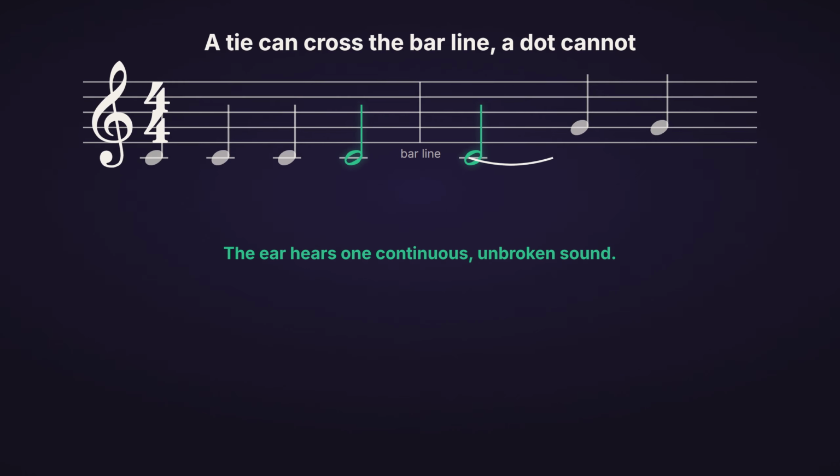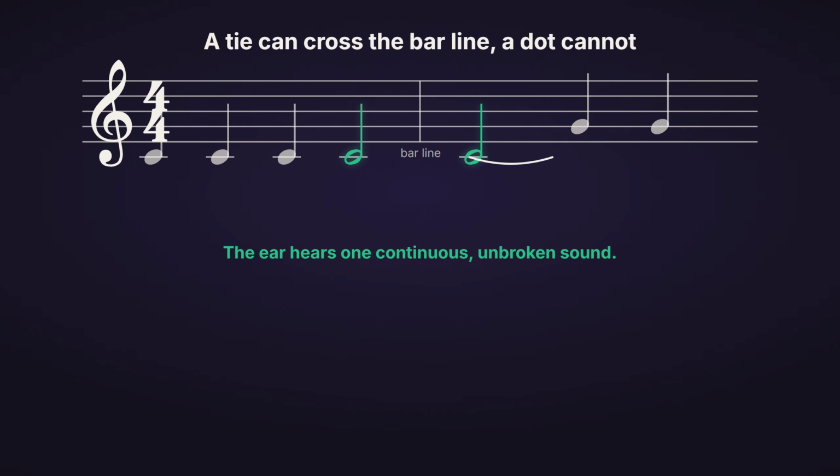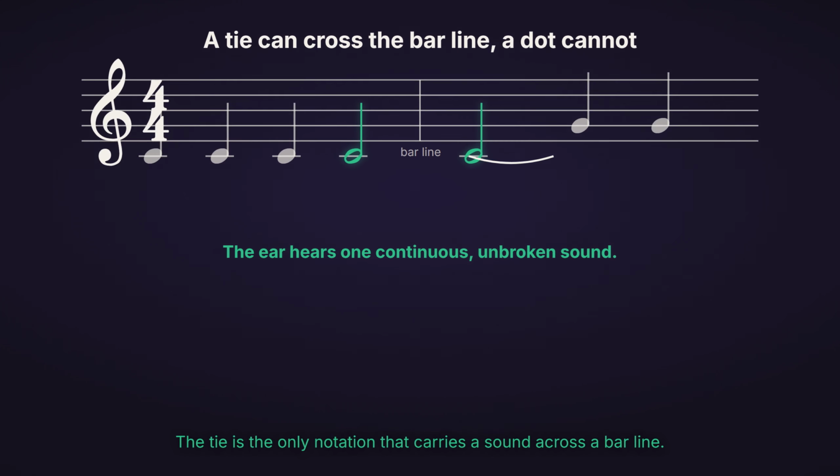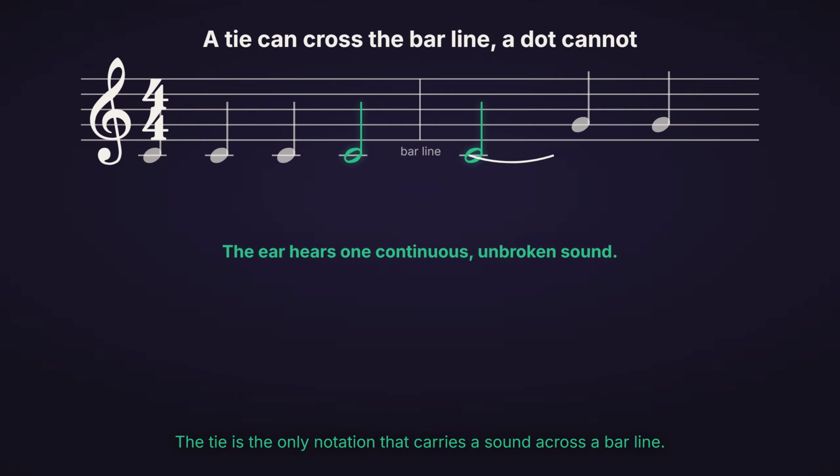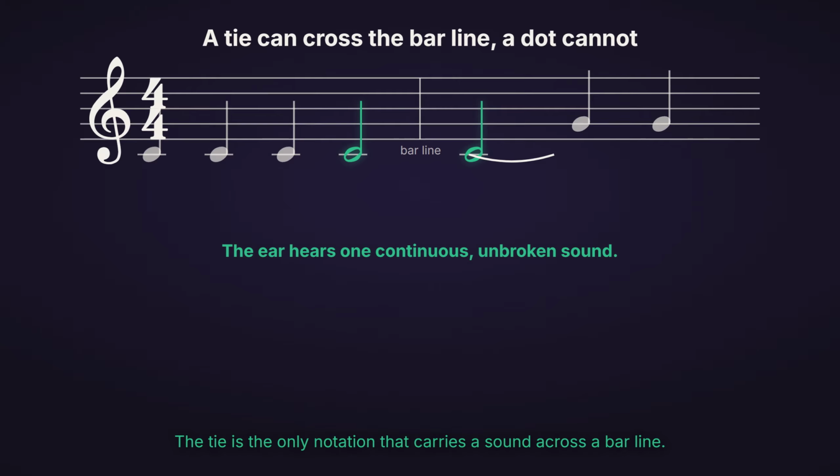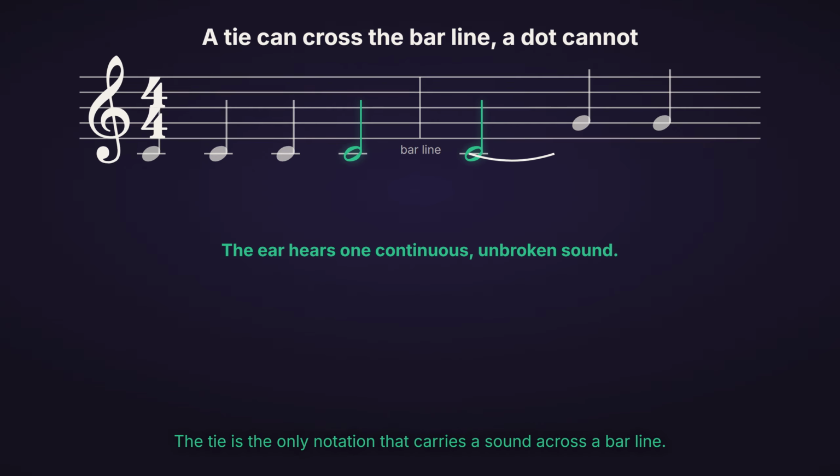The ear hears one continuous, unbroken sound. The eye sees two note heads joined by a curve. That crossing of the bar line is the sole situation where the tie is absolutely required and no dot can substitute. Every piece of tonal music from Bach to the present day relies on this device to carry harmonies and melodies across bar lines without interruption.